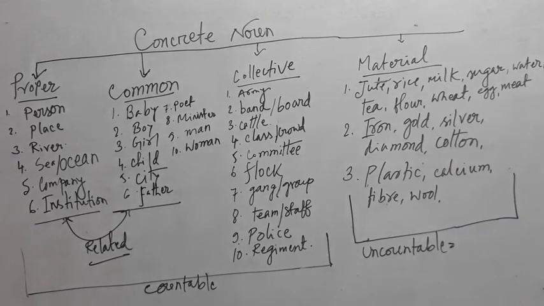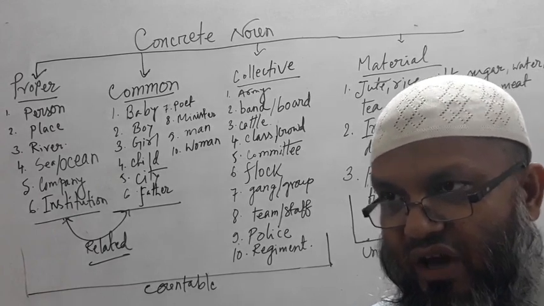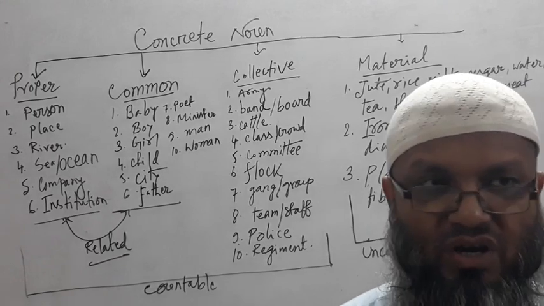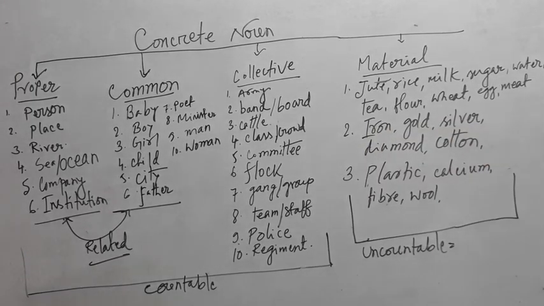If I tell you about our neighboring countries, India, and then Nepal, and then Bhutan, or Myanmar, or Japan, in this way we can tell many names of the countries. So, place is common noun, but when we tell the definite name of a place, then it will be proper noun. In this way, the name of river.